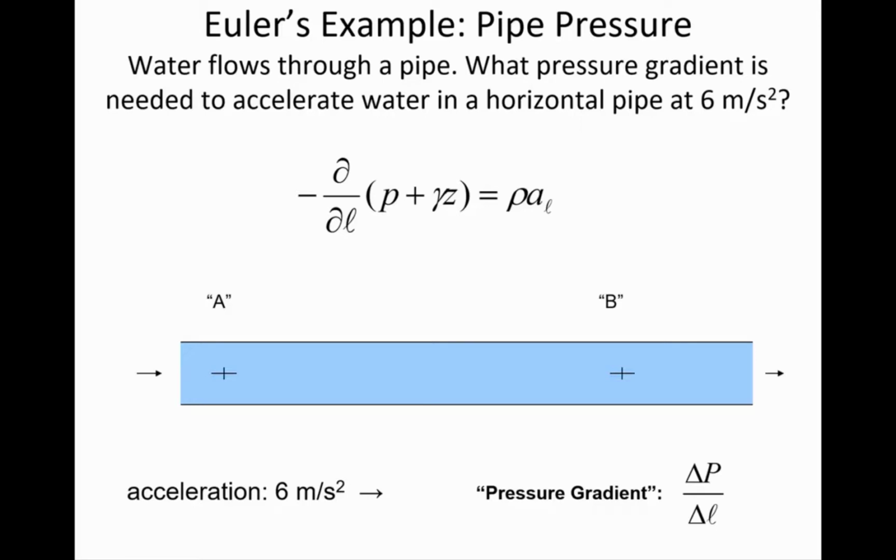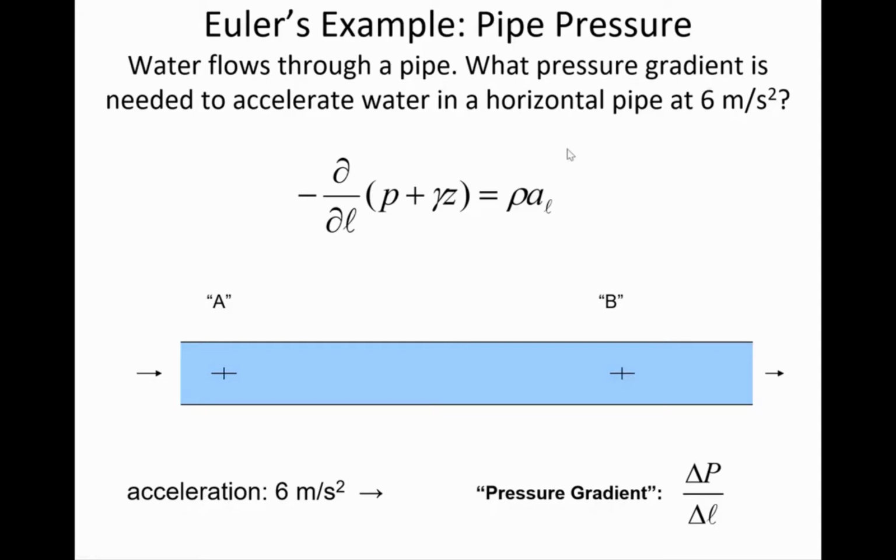And pressure is a form of energy. And so there's lots of pressure at A, less pressure at B. The water will flow from A to B. So what I'd like to do is I'm going to pause for a moment, and I'm going to ask you to find out what is the pressure gradient.